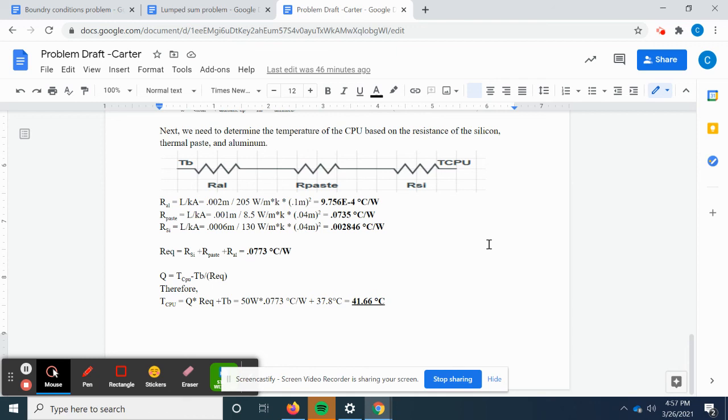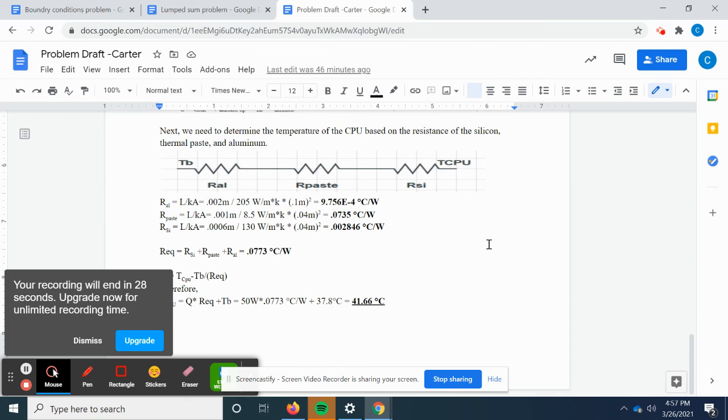And then from there, all we have to do is solve for temperature at the CPU, which in this case is the heat transferred times the REQ plus temperature at the base. And we determine the temperature at the CPU is going to be 41.6 degrees Celsius.